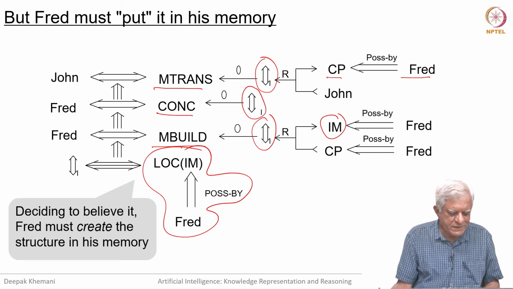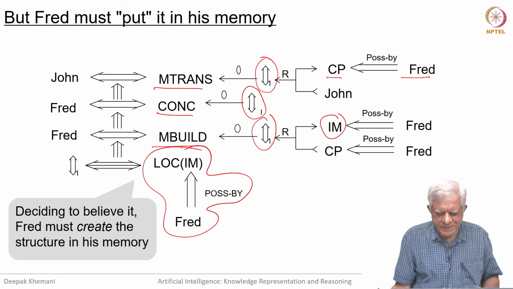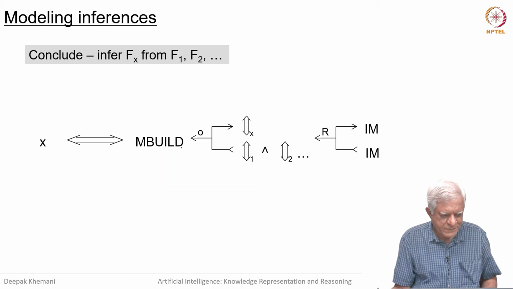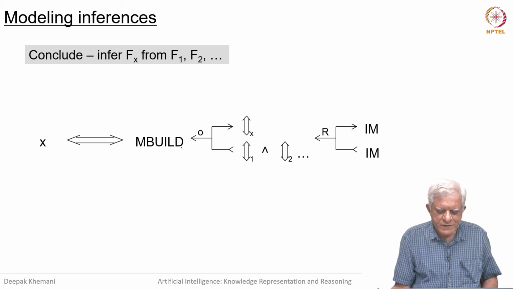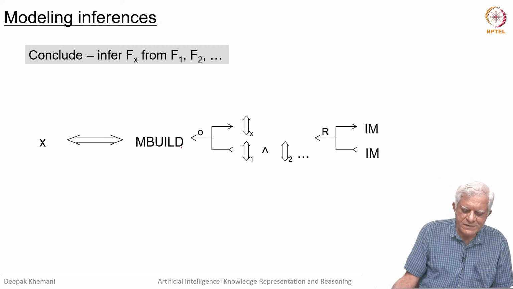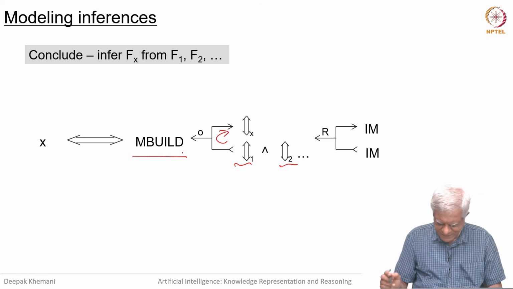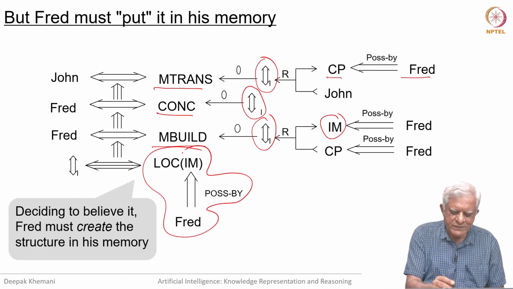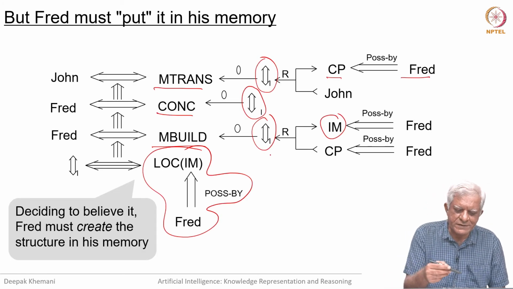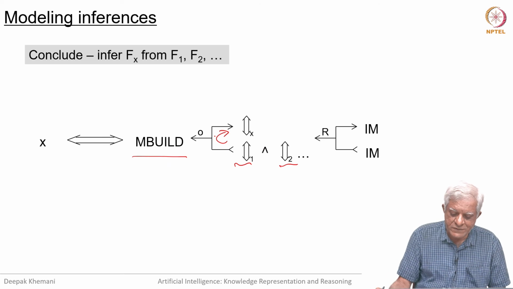Deciding to believe it, Fred must create the structure in his memory essentially. So, if you want to model inference making, then if you know a certain set of facts and from that you infer another fact, then you can model it using MBUILD. In the example that we just saw, there was only one thing: whatever John told Fred, he MBUILDed and added it to his memory, but you can model inferences also in a similar fashion.